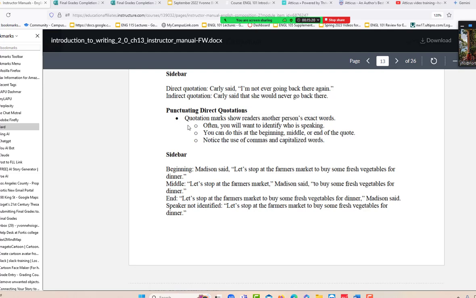"Let's stop at the farmer's market to buy some fresh vegetables for dinner." Now you have the Madison said in the middle of the sentence. "Let's stop at the farmer's market," Madison said, "to buy some fresh vegetables for dinner." And now you have the Madison said at the end of the sentence. "Let's stop at the farmer's market to buy some fresh vegetables for dinner," Madison said.